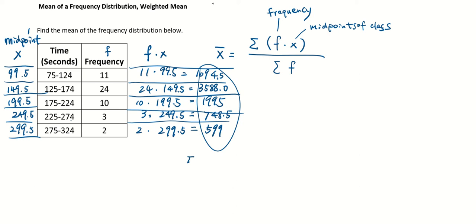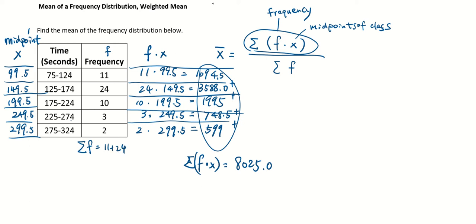So what is the sum of f times x? Well, you add all the values up, right? You can use your calculator. That will give you 8025.0. Okay, so we're done with the top, right? The bottom here is the sum of all the frequencies. If you add up all the frequencies, that's 11 plus 24 plus 10 plus 3 plus 2, right? That will give you 50.